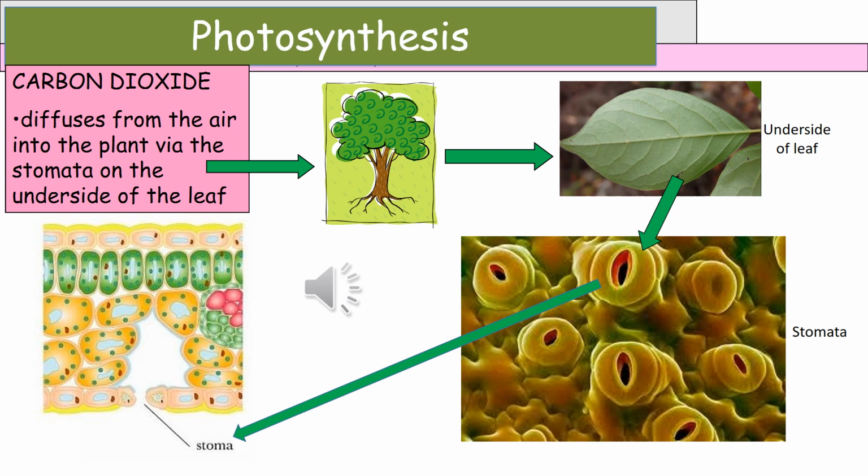So I want you to just jot down how carbon dioxide gets into your plant. I also want you to add to your diagram the word stoma at the bottom. So this is the hole that allows different gases in and out of the plant.